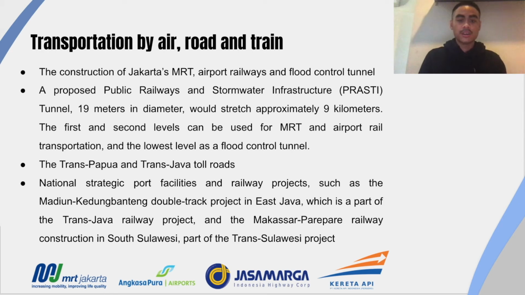So the constructions are Jakarta's MRT, airport, railways, and flood control tunnel. Here is the focus of infrastructure for Indonesia: the proposed public railways and storm water infrastructure, or PRASTI tunnel, 19 meters in diameter, will stretch approximately 9 kilometers. The first and second levels can be used for MRT and airport rail transportation, and the lowest level as a flood control tunnel.